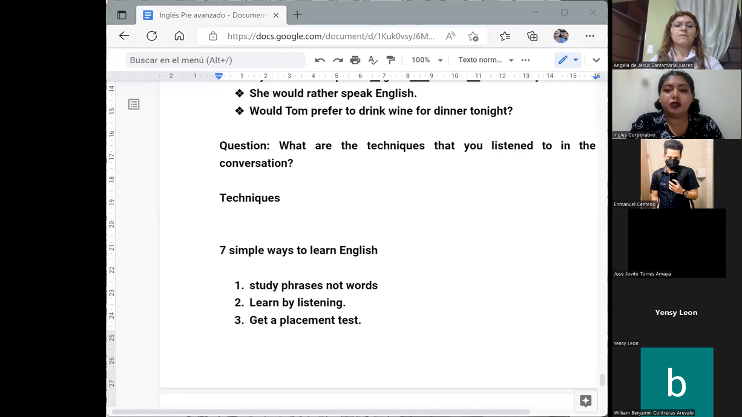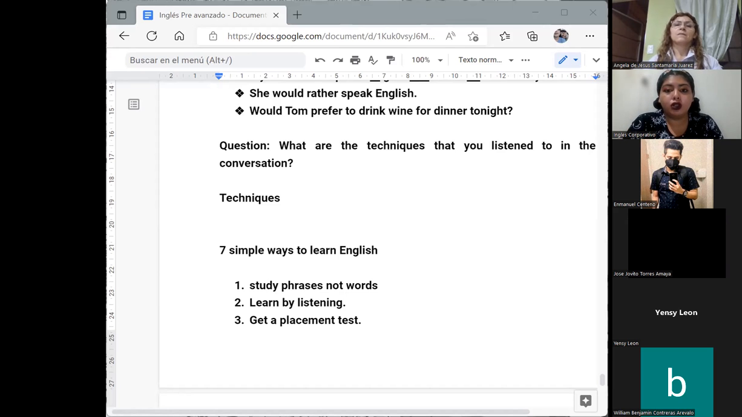Okay, we are going to begin reading some of the techniques that you're writing. And I saw something very interesting. So this one said to watch comedy series. That is very good because you are having a really good time watching something that you like, and also you are learning something new.